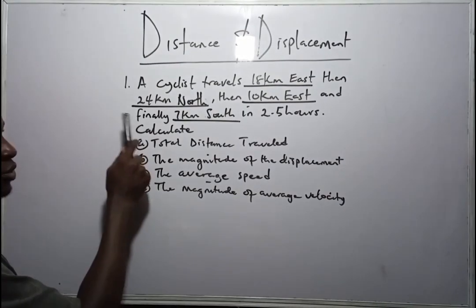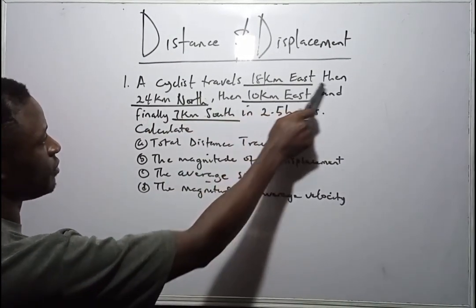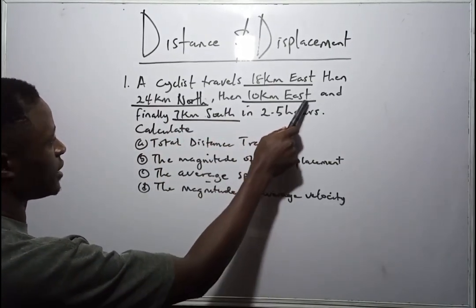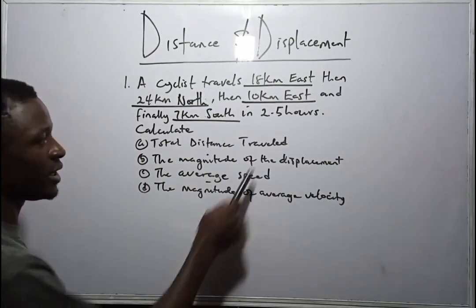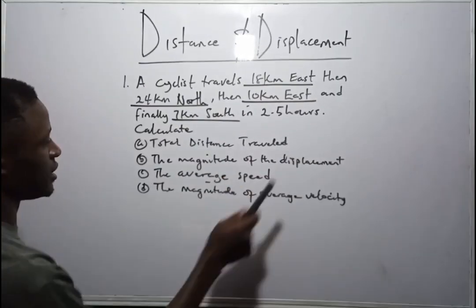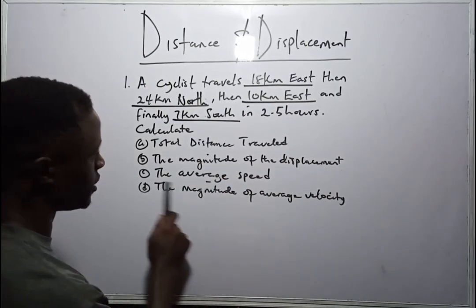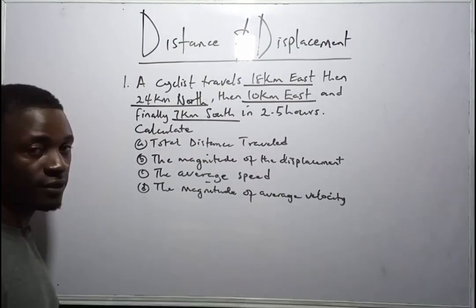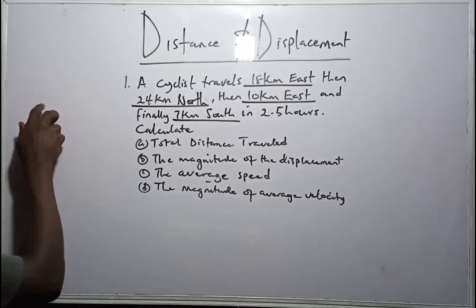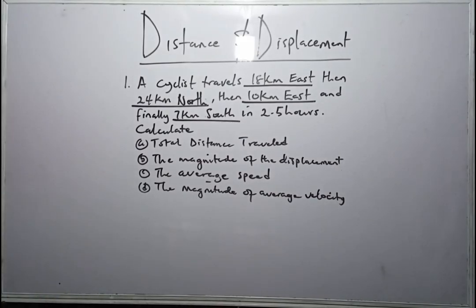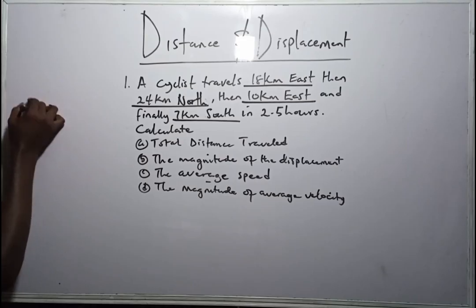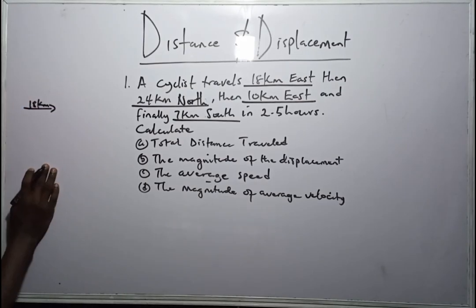Here is the first question we want to consider. A cyclist travels 18 kilometers east, then 24 kilometers north, then 10 kilometers east, and finally 7 kilometers south in 2.5 hours. The question asks us to calculate the total distance traveled, the displacement, the average speed and the average velocity. So how do we approach this question? Now let me draw the description of the journey here. The first journey is 18 kilometers east. So this will be 18 kilometers.